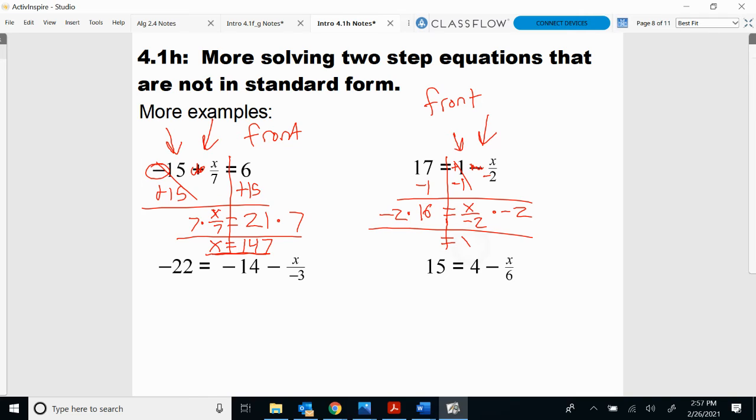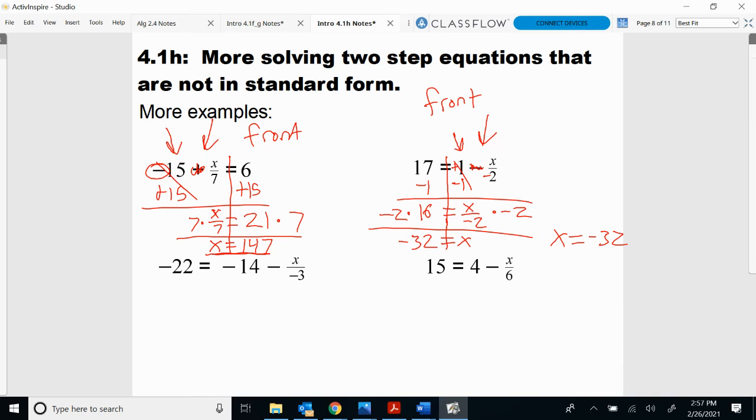So we're going to get x, and we're going to get negative 32 on that side. Let's turn that around to make x is equal to negative 32. That makes it look a little bit better.